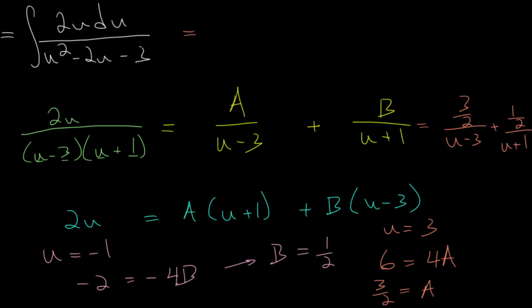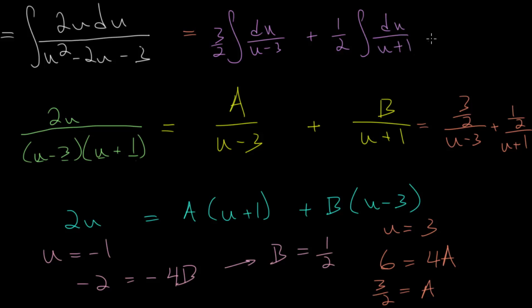So let's actually write this out. This integral will now be the indefinite integral of this expression integrated with respect to u, and we can separate it into two different integrals. So for the first integral, I'll factor out the 3/2. We have du over u minus 3. And for our second integral, we can factor the 1/2 out, and we have the indefinite integral of du over u plus 1. And these integrals, like I mentioned, we can now solve using techniques from Calculus 1.